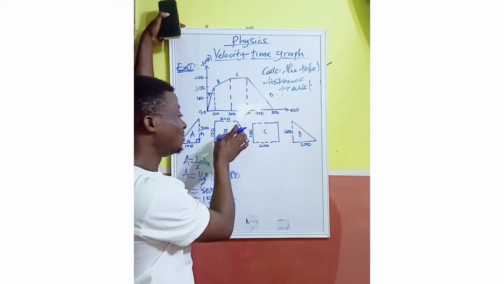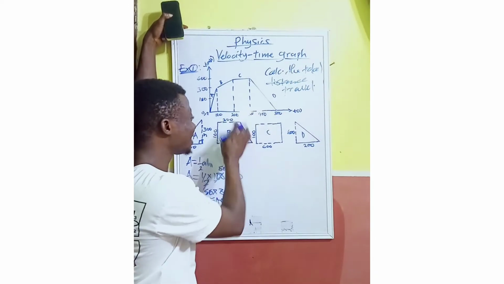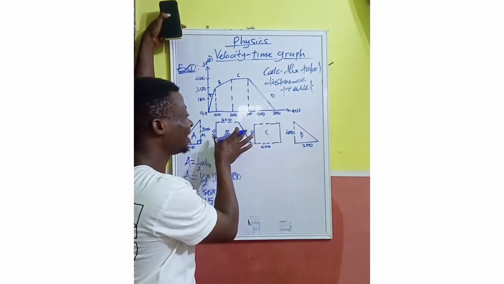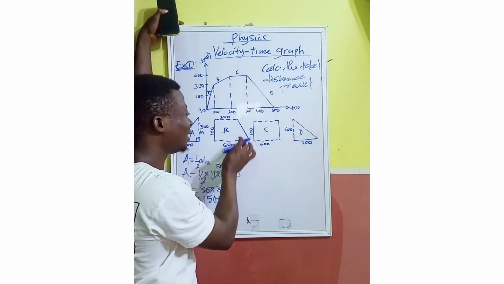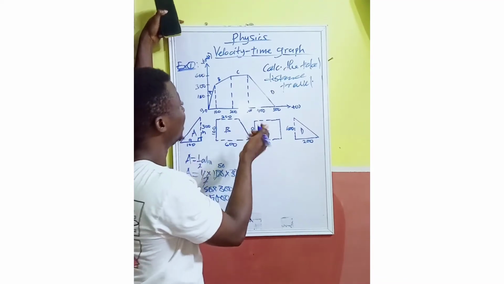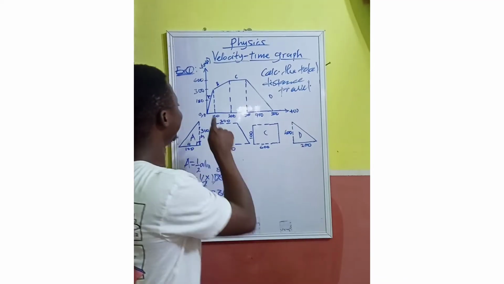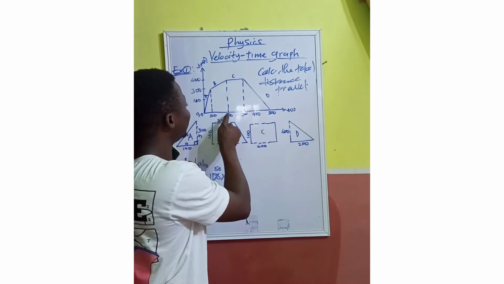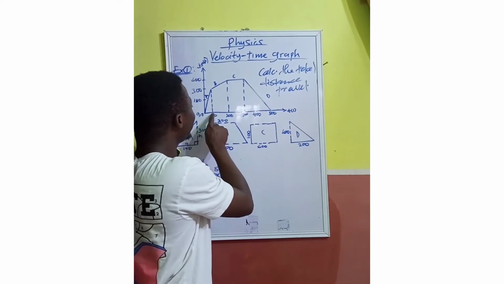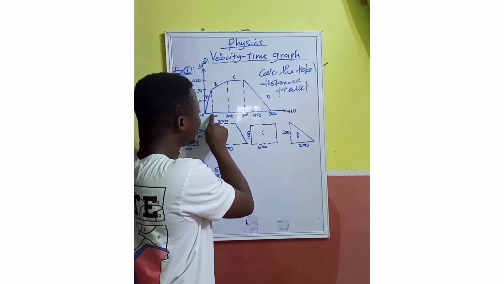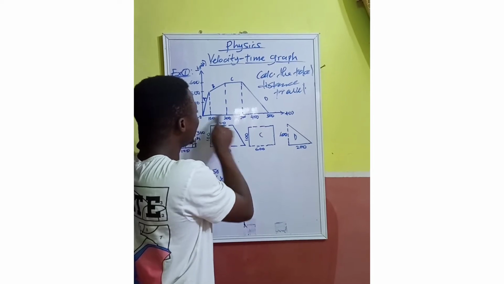Now we are left with this. Remember, this is a trapezium. How do we get all the figures, the values placed on this image? Remember that between this and this is 100, then from here to here is 200.